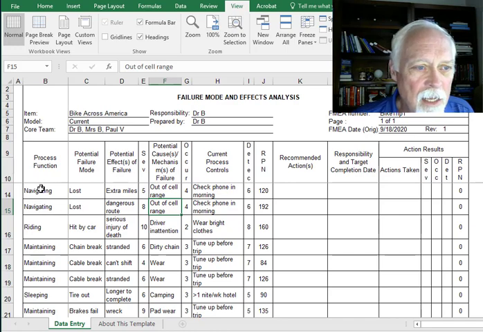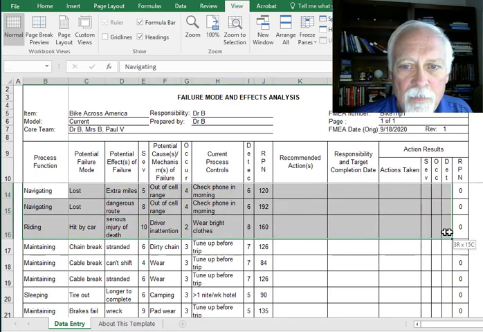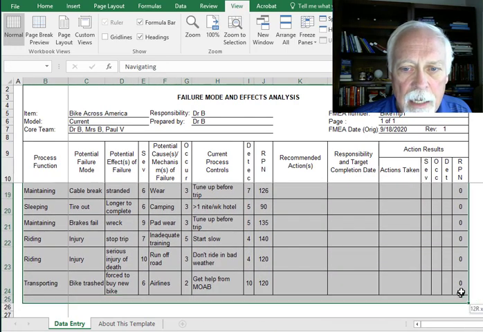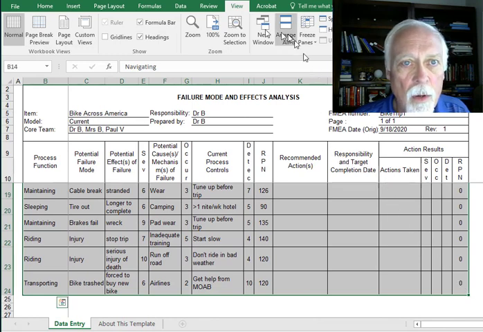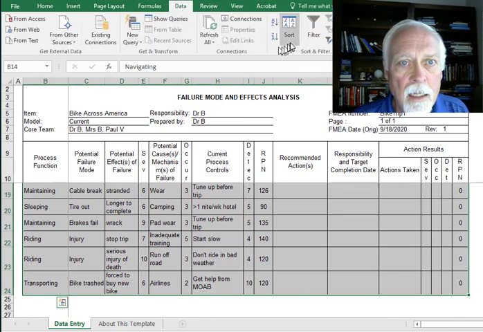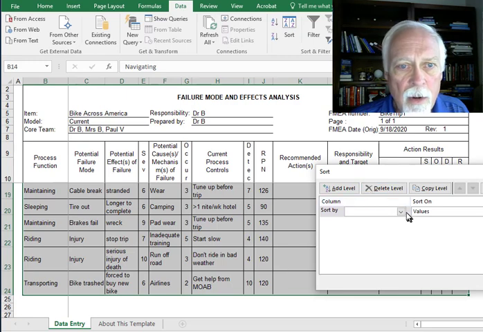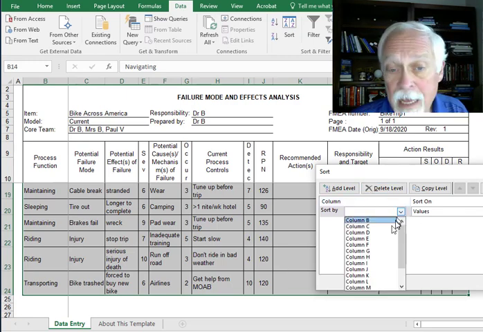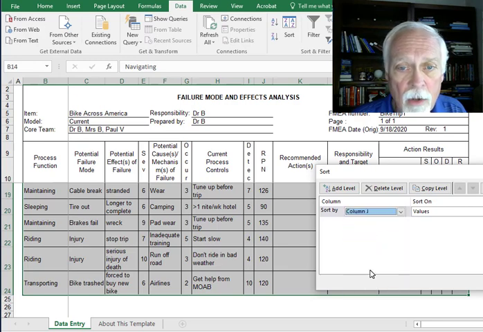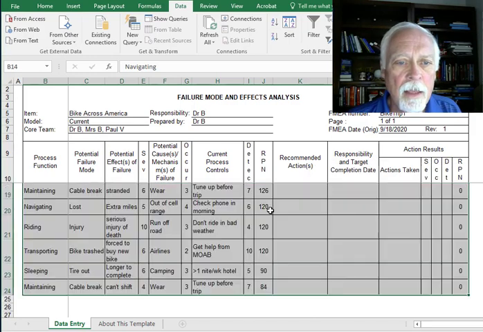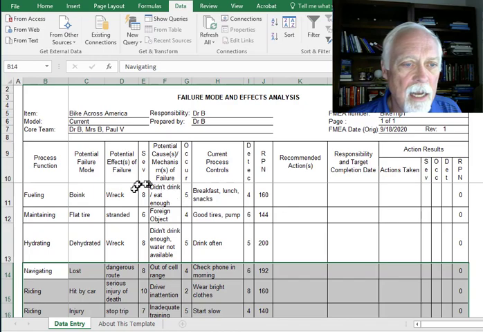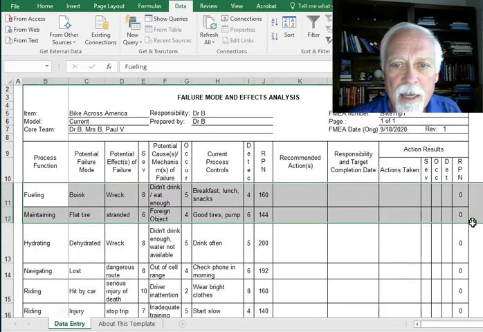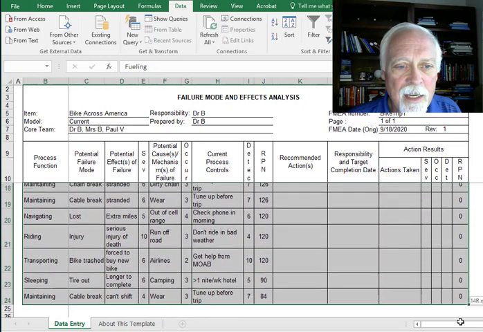Now, the next thing that we need to do is we need to highlight all of these and sort. So I'll go up here to data, sort, and I'm going to sort by column J in my spreadsheet, and sort from largest to smallest. I say OK, and now I didn't have everything highlighted. Sorry about that. So let's do that again.